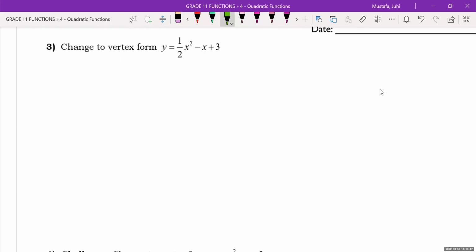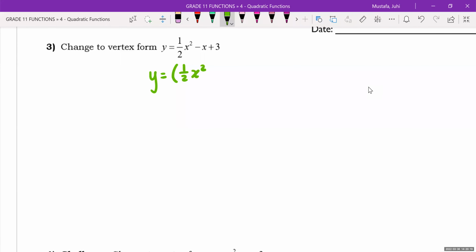Okay, so even though we have a fraction, really the steps don't change. We are going to group the first 2 terms together. We are going to factor out the half. And we're going to think.